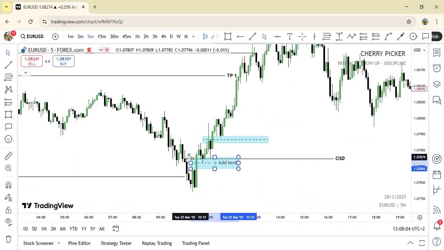This is the fair value gap I am talking about, right? That's the FVG I'm talking about. And price reacted to this fair value gap around 1040, and the entry was 1045. Then price started to go up.